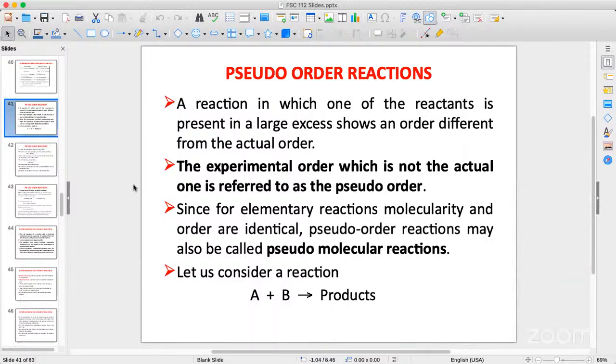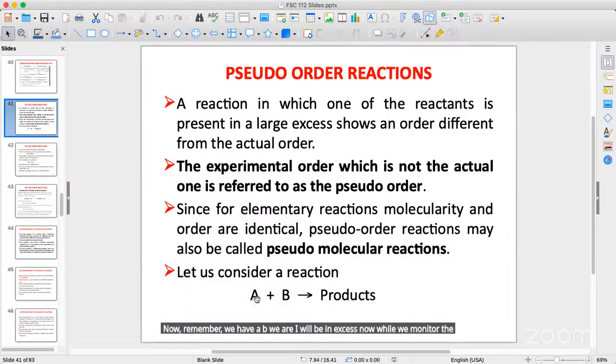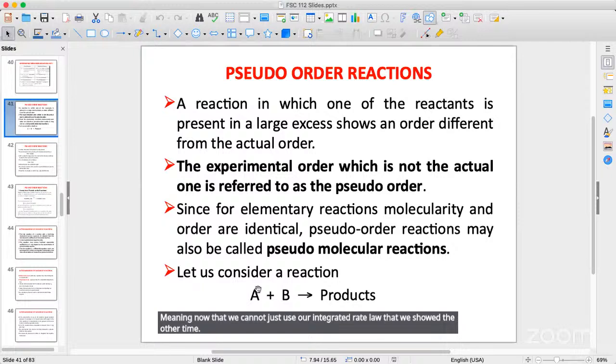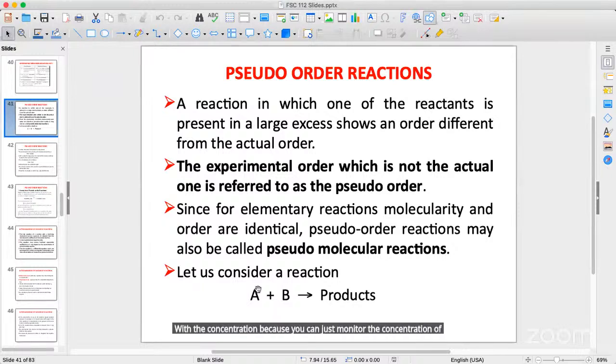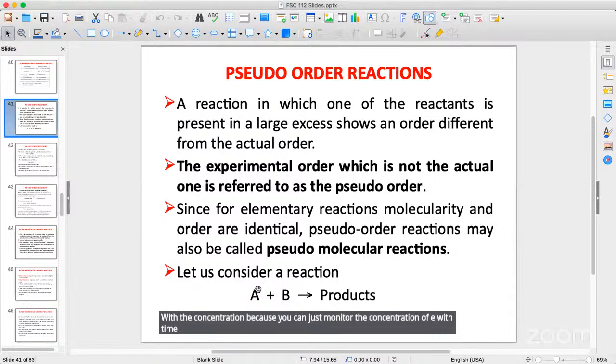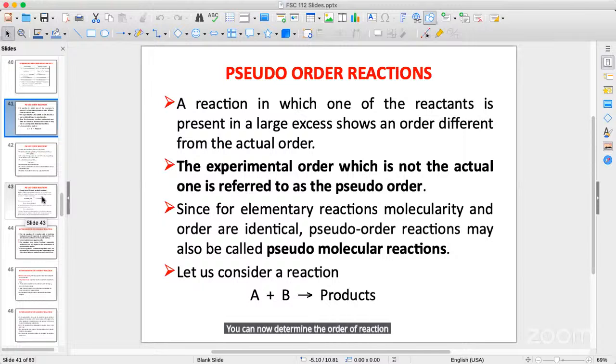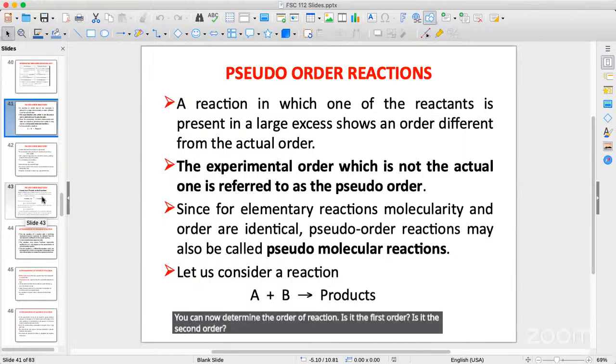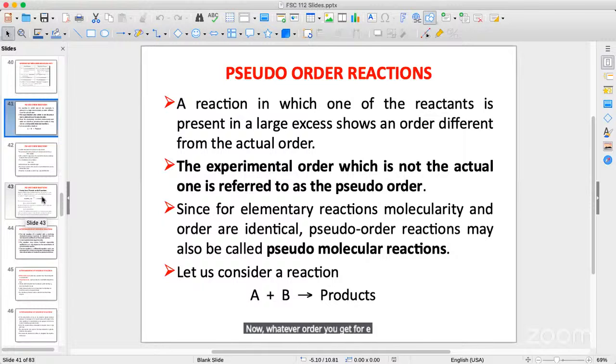Now, remember we have A and B, and we are having B in excess while we monitor the order of reaction with respect to A. That means we can just use our integrated rate law that we showed the other time, because you can just monitor the concentration of A with time. When you do that, you can determine the order of reaction. Is it first order? Is it second order? Now, whatever order you get for A can be said to be the order of the whole reaction. Now, that's not correct. That's false.